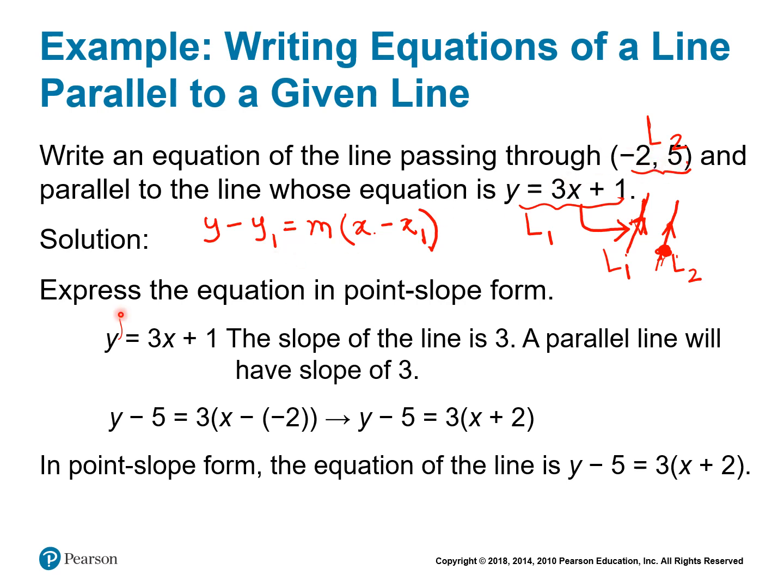So it says express the equation in point slope form. We have been given a point -2, 5, so we are going to plug in -2 where x1 is. -2 is the x coordinate, so we are going to plug in -2 into x sub 1, and we are going to plug in 5 into y sub 1.